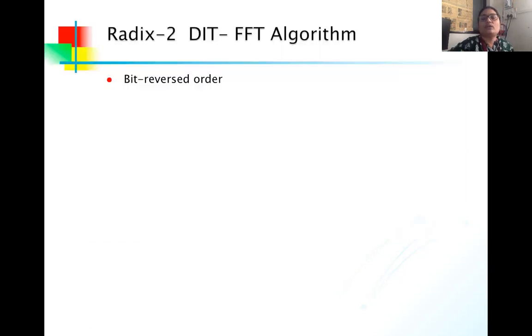Now, what is the radix 2 algorithm? We will be going through the radix 2 DIT FFT algorithm. DIT means decimation in time. We will understand what radix 2 is. This is called a bit reversed order. In this algorithm, the input is reversed; the input bits are shuffled. Therefore, these have input in the bit reversed order.